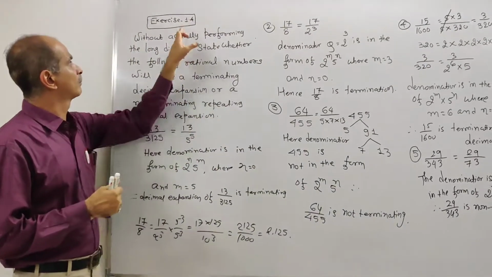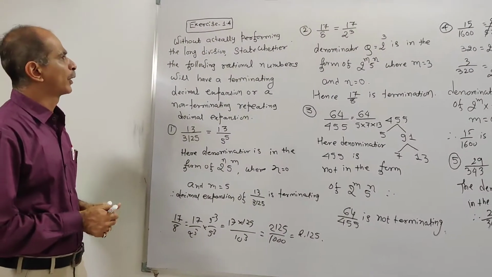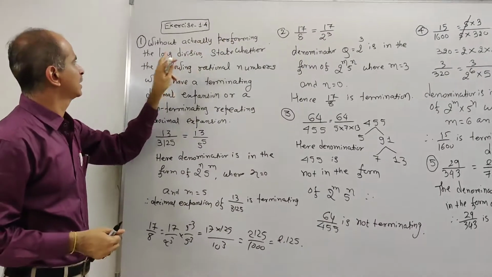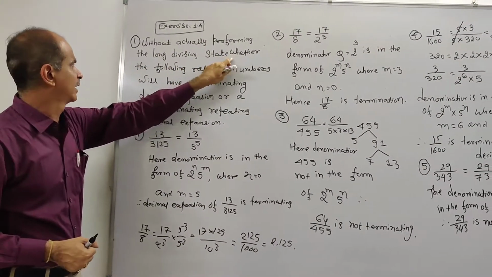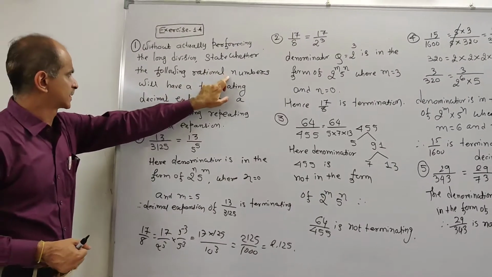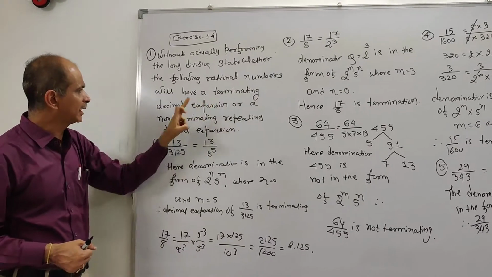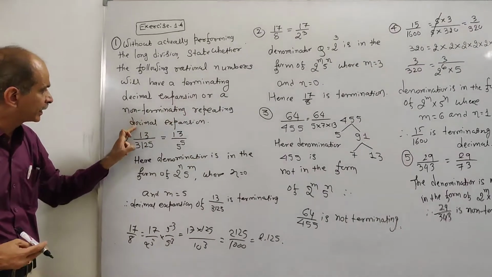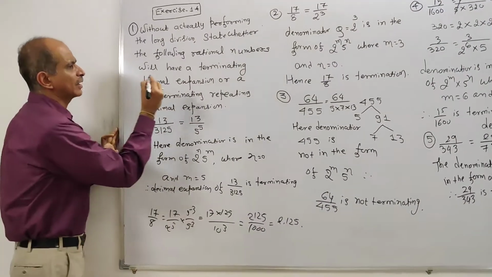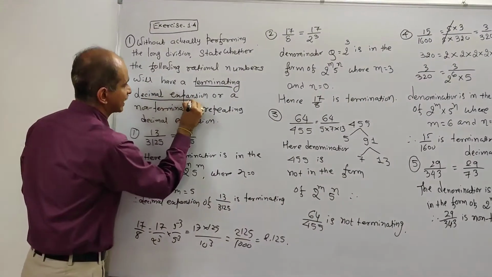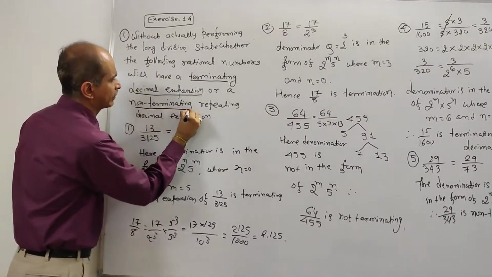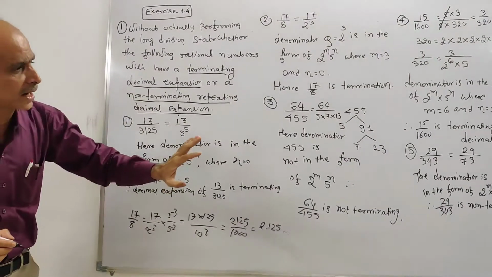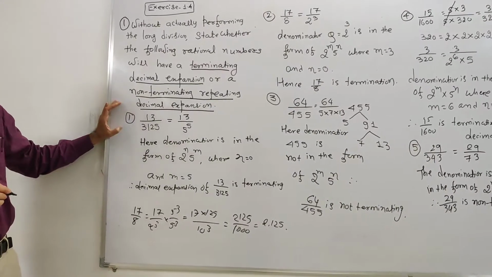So let me start example number 1 of exercise 1.4. The question is, without actually performing the long division, state whether the following rational numbers will have a terminating decimal expansion or a non-terminating repeating decimal expansion. Here two things are very important: terminating decimal expansion, and non-terminating repeating decimal expansion. Here 10 examples are there in this exercise. Let me start the first example.